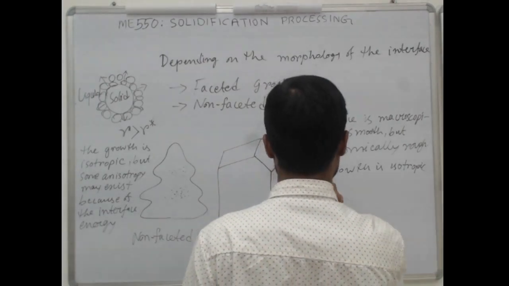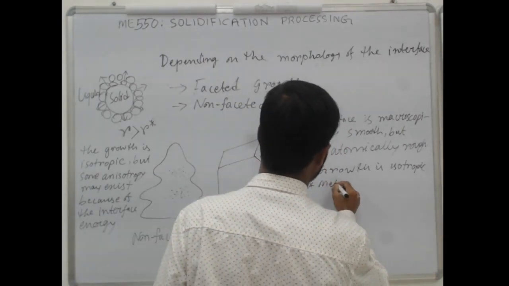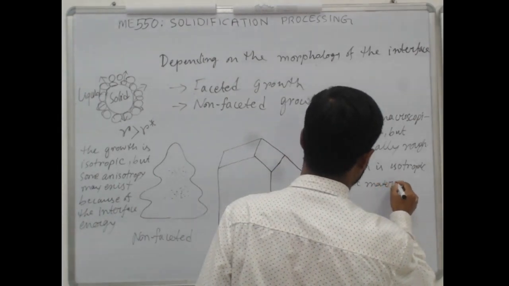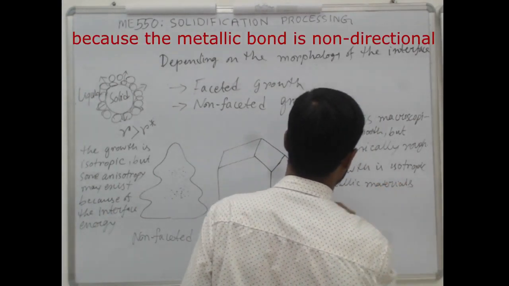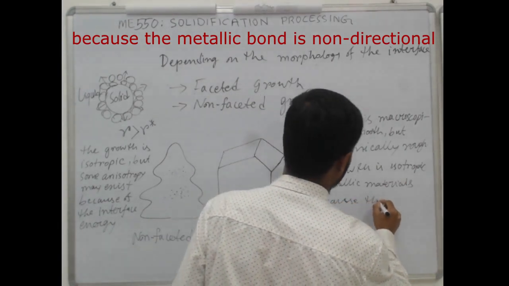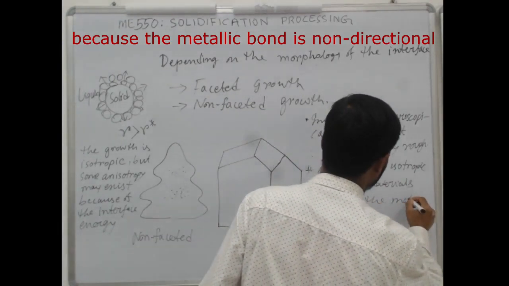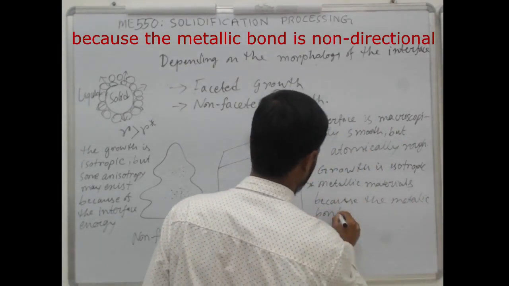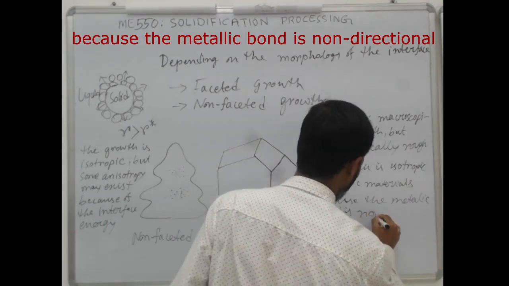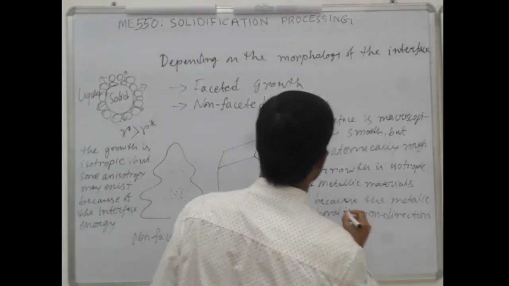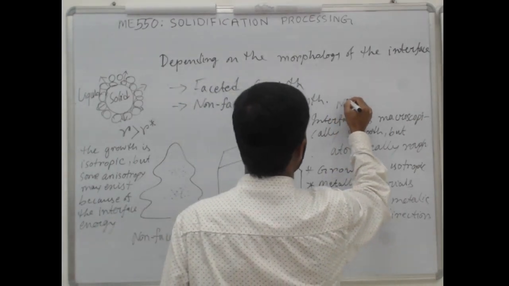And this is mostly found in metallic materials because the metallic bond is non-directional. So this is what we are writing here for non-faceted.